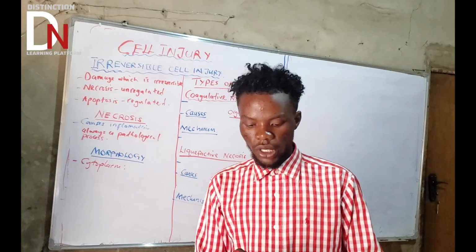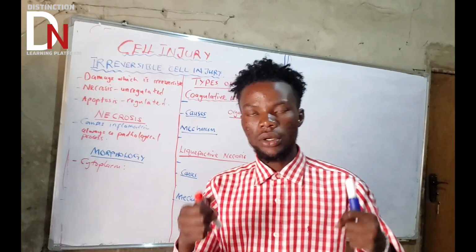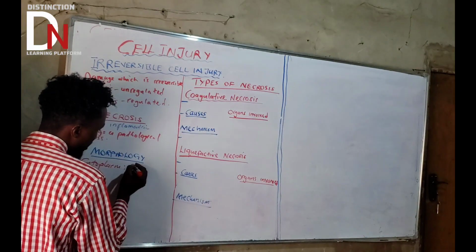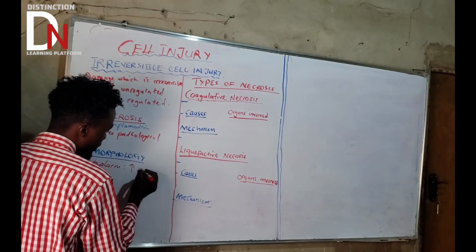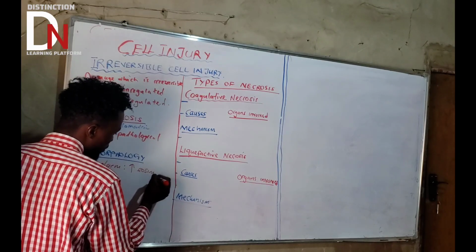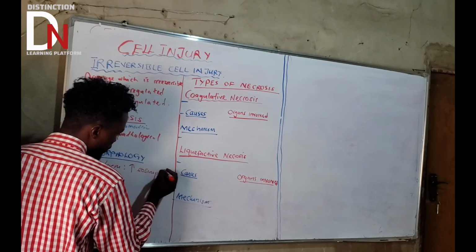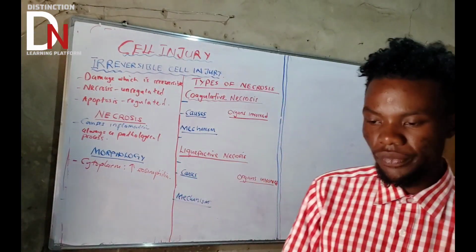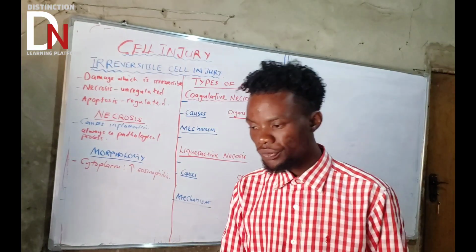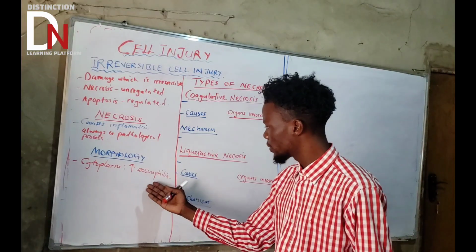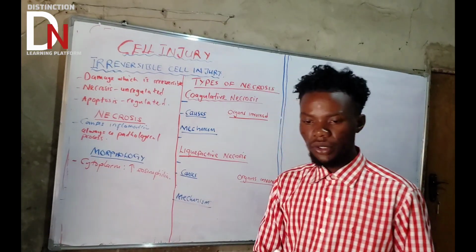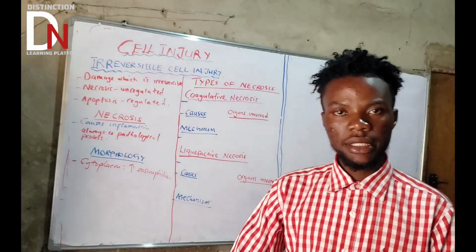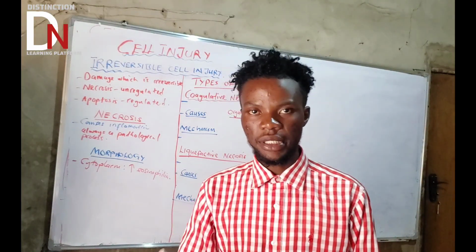If you look at the cytoplasm, there is always an increase in eosinophilia. So what does that mean? That is just a staining thing. Why is the cytoplasm showing increased eosinophilia? Because in necrosis, the proteins inside the cytoplasm are going to be denatured.